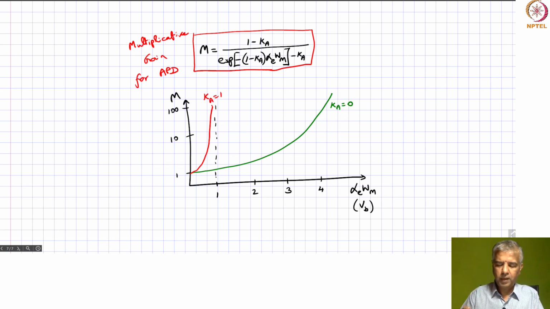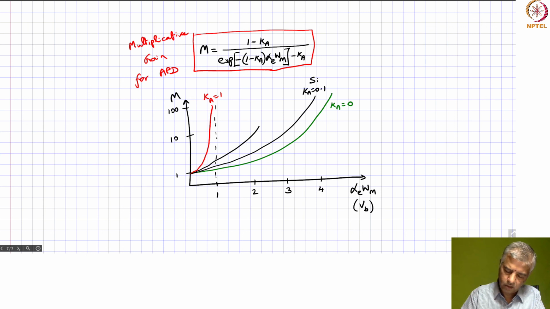And for other values of Ka, for example, for silicon Ka is 0.1. So then it will look something like this, 0.1 for silicon, and Ka is 0.5 for indium gallium arsenide. So this is Ka equal to 0.5, indium gallium arsenide.